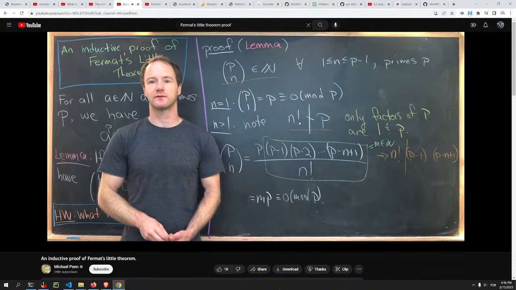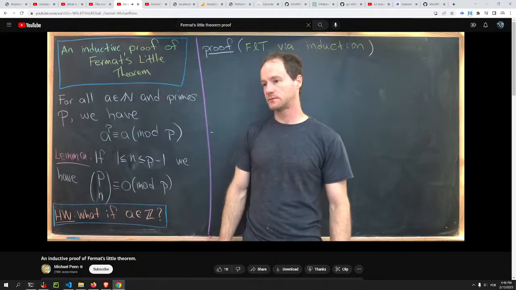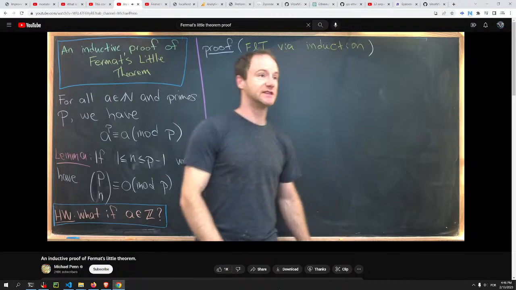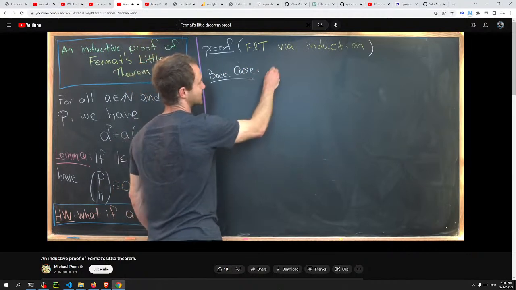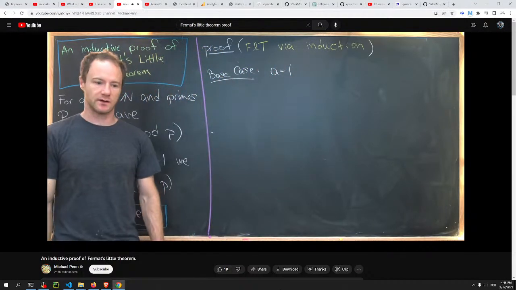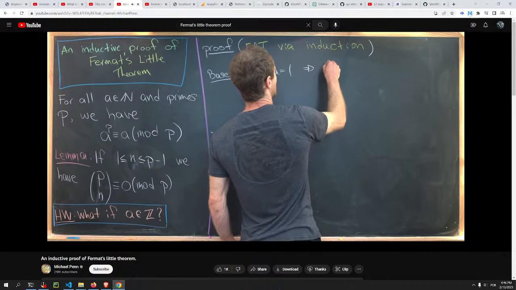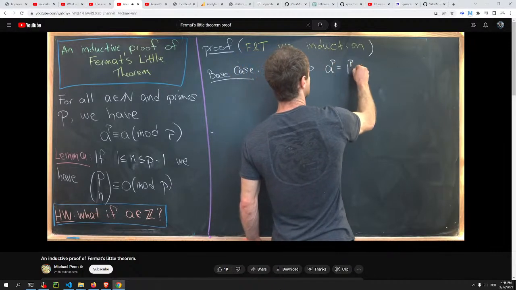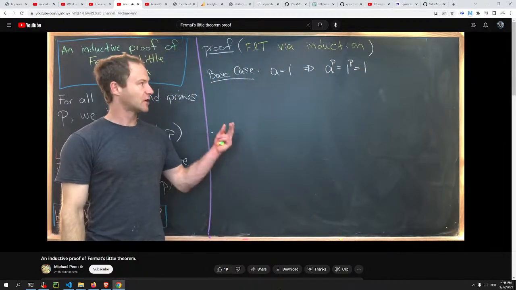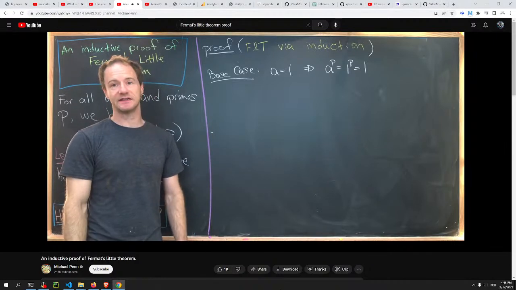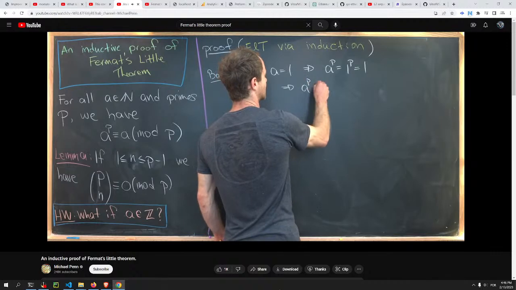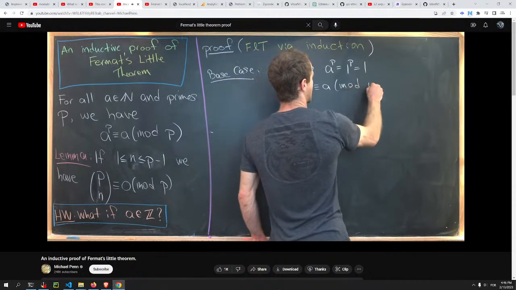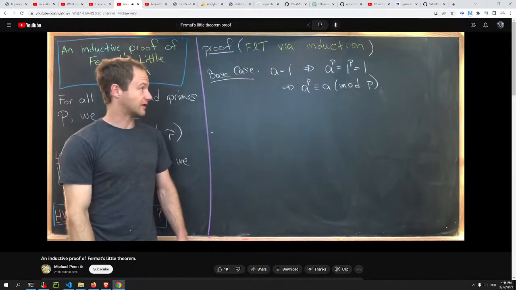So let's get to that proof. So now that we've got this proof of our lemma, we're going to prove Fermat's little theorem using induction. So let's start with our base case. And our base case will be the first natural number. In other words, a is equal to 1. But if a is equal to 1, that means a to the p is equal to 1 to the p, which is also equal to 1. But here we have equality between a and a to the p. But equality between a and a to the p clearly implies congruence mod p between a and a to the p. Equality is stronger than congruence.